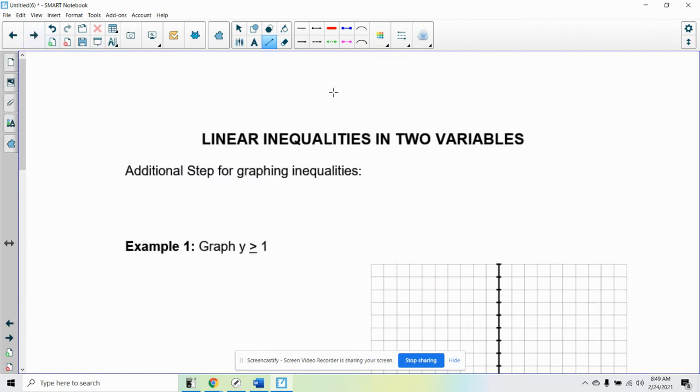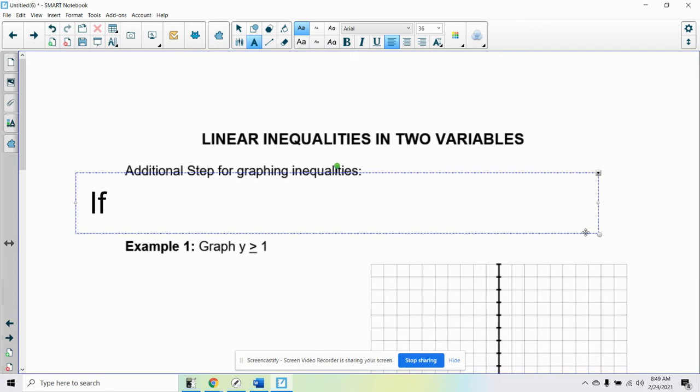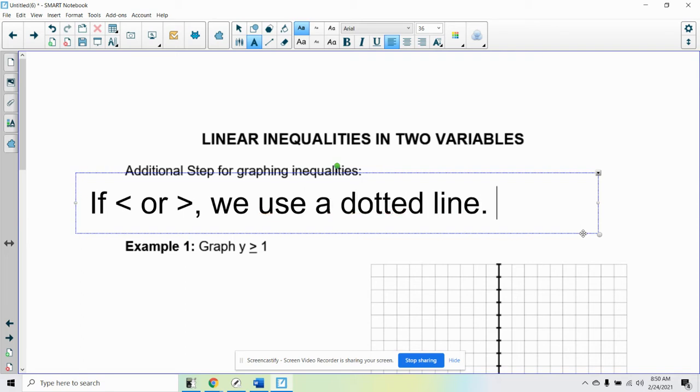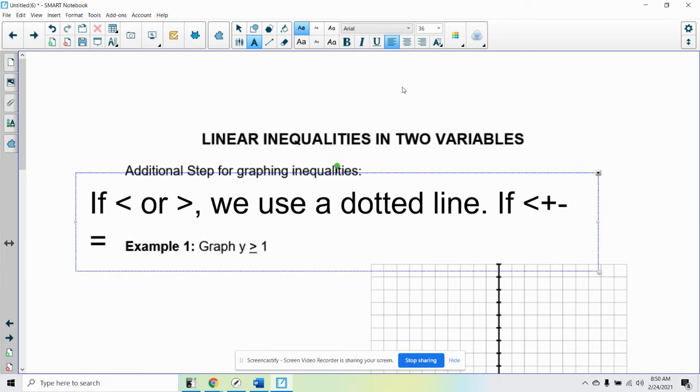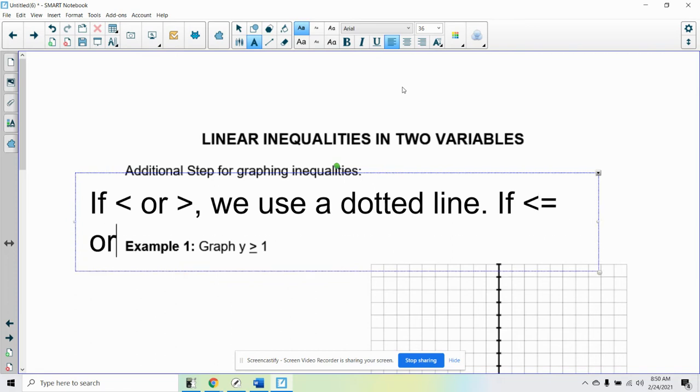So it says additional step for graphing inequalities. Let me just type this. We are going to say if less than or greater than, we use a dotted line. If less than or equal to, or greater than or equal to, we use a solid line.